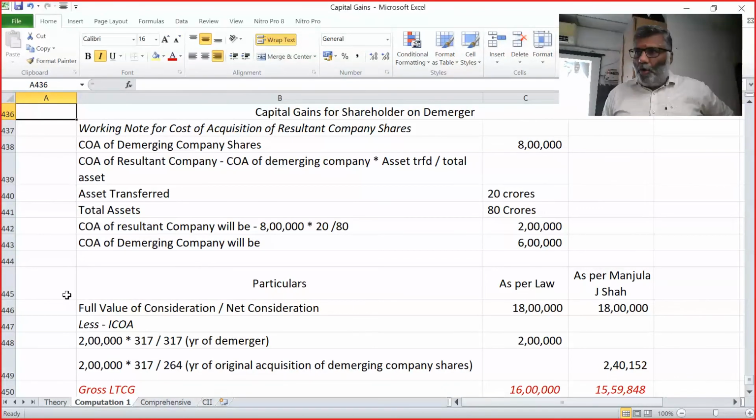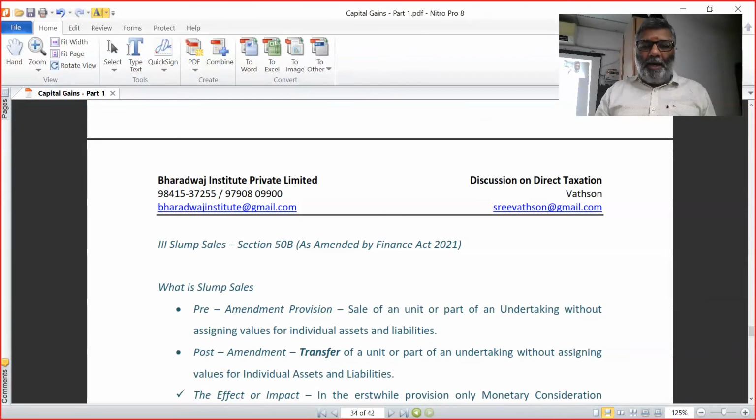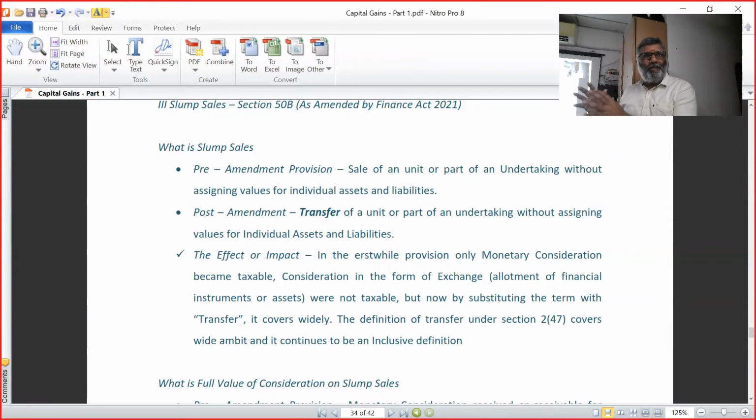Okay, so this is how demerger works. It's a very simple thing, only more of theory. The third type of reconstitution or reconstruction, which is going to be the question, be it in May or November, is slump sales, which has been entirely amended. Finance Act 2021 has amended the whole of slump sales, right from the definition to the whole of the impact. I will just give a theoretical aspect now. We will continue with the solutions tomorrow morning.